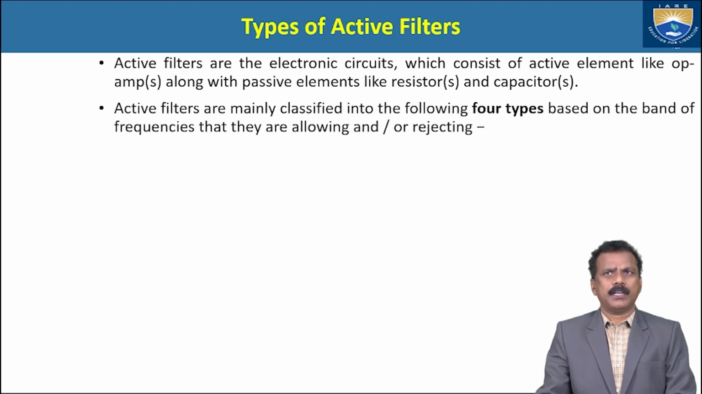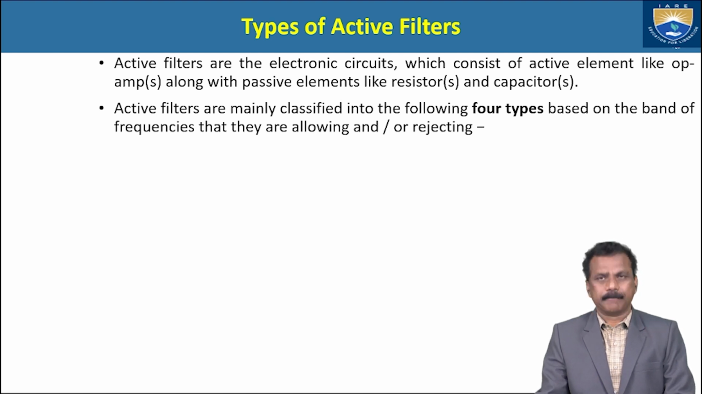Active filters are mainly classified into the following four types based on the band of frequencies that they are allowing or rejecting. That means sometimes it allows only low frequency components, sometimes it opposes the low frequency components, or sometimes it allows only high frequency components and opposes the low frequency components. Based on this, active filters are mainly classified into four types based on the band of frequencies that they pass or reject.